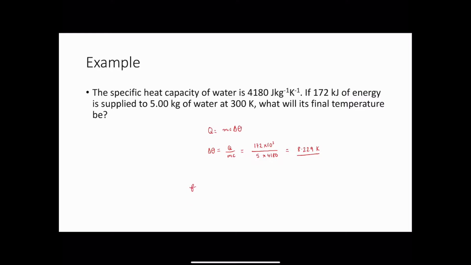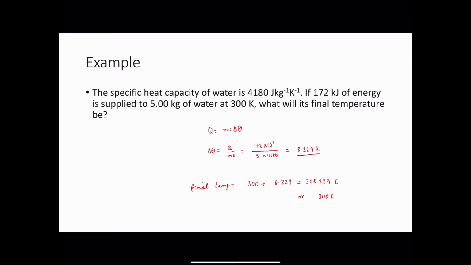So our final temperature is going to be 300 plus 8.229, which is going to give us a temperature of 308.229 Kelvin, or 308 Kelvin to 3 significant figures, because that's what the question is written in. So that is my appropriate significant figures for my answer.